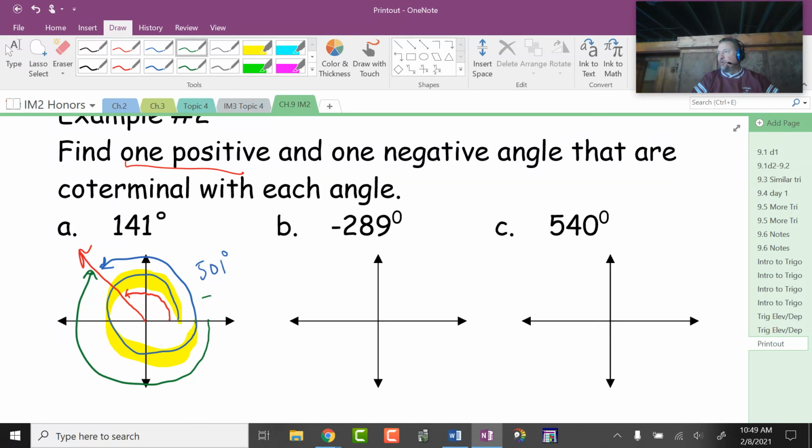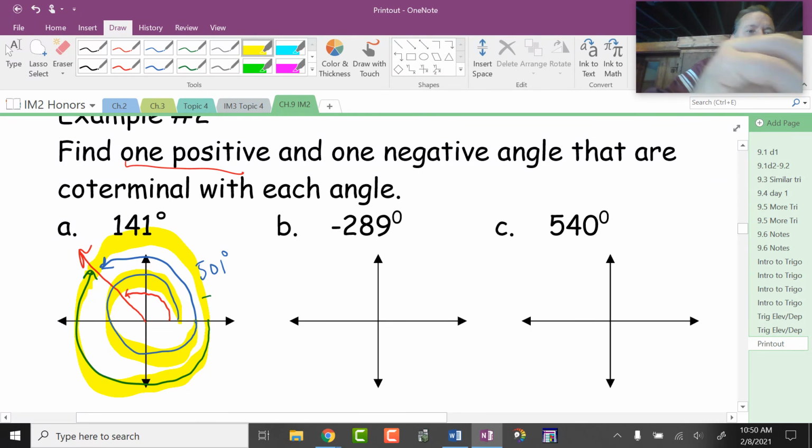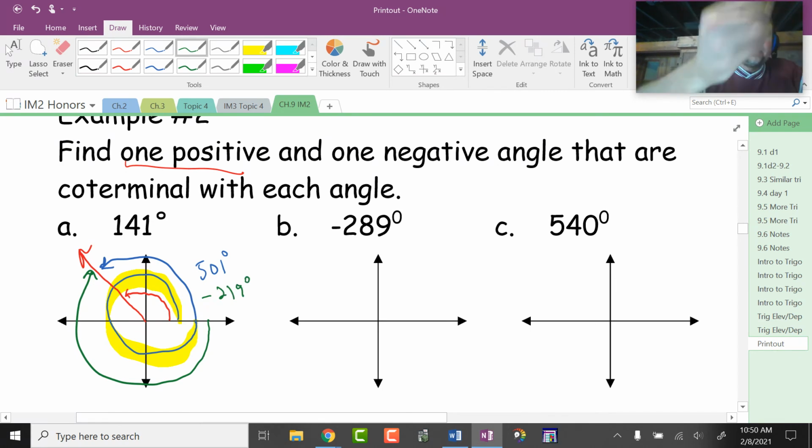Tell me the math you're trying to do. What would you type on your calculator? 501 minus... well, it wouldn't be 501. It'd be 141 is involved with some other angle measure. This is a full rotation. What's a full circle? 360. So it's 141 minus 360. That's what it would be. That's the relationship with coterminal angle measures. Negative 219. That'd be bigger than negative 180 because we see the movement here.